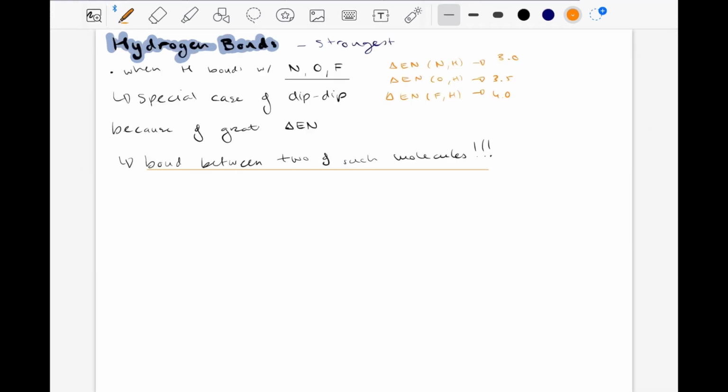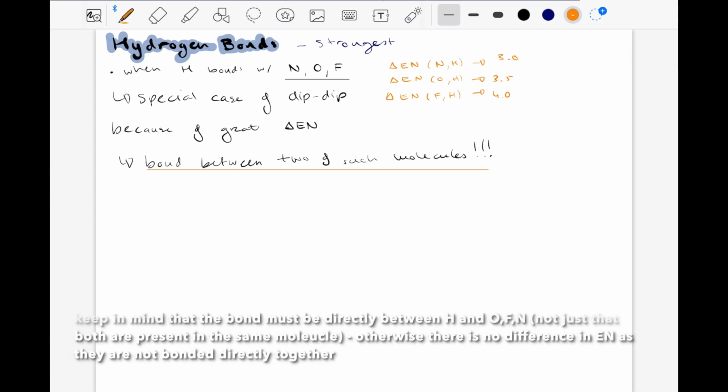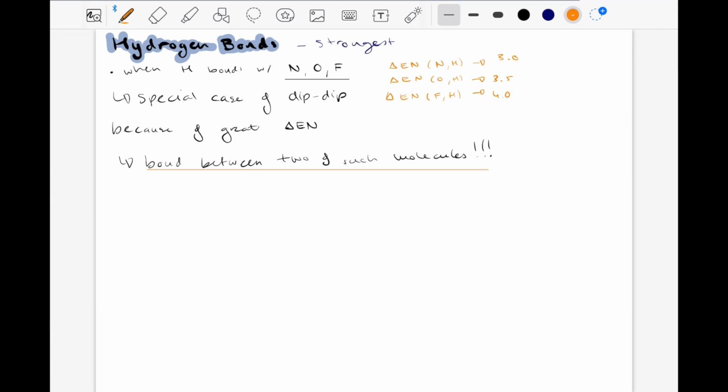Now, last but not least, let's talk about hydrogen bonds, which are the strongest intermolecular forces between covalent molecules. And this happens when hydrogen bonds with nitrogen, oxygen, or fluorine. So why might that be? Well, hydrogen bonds are technically a special case of dipole-dipole, and they are a special case because of the great difference in electronegativity between hydrogen and nitrogen, oxygen, or fluorine.